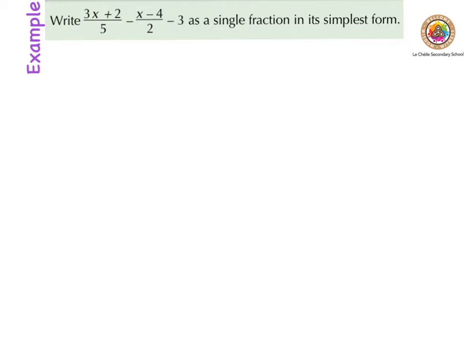So I'm going to begin by rewriting it. So I have (3x plus 2) over 5 minus (x minus 4) over 2 minus 3. Well, 3 is the same as 3/1. And so that's going to form my fraction now.